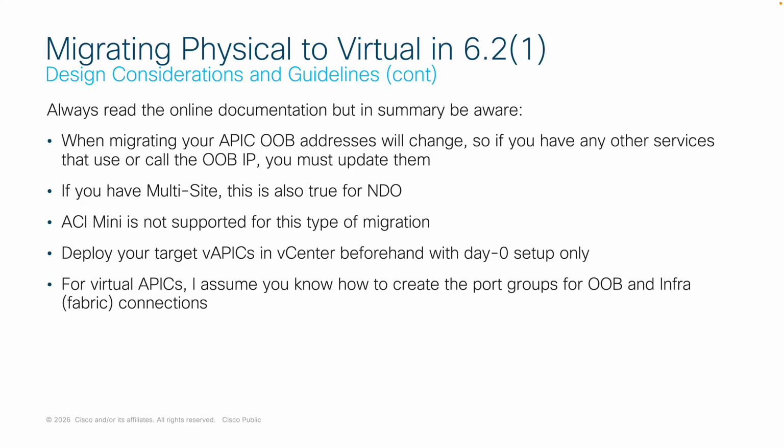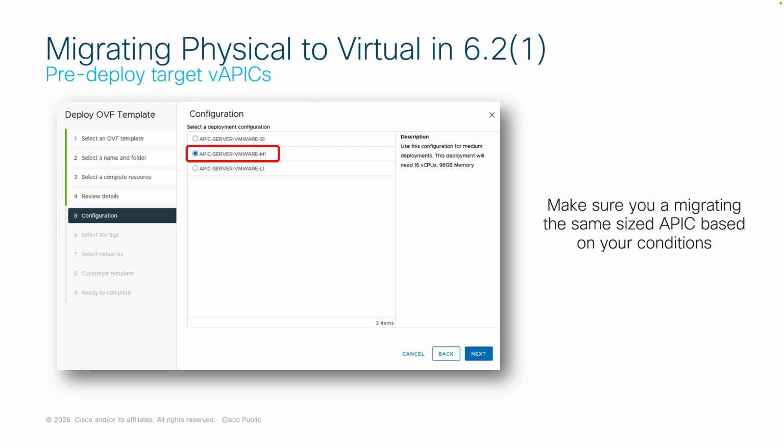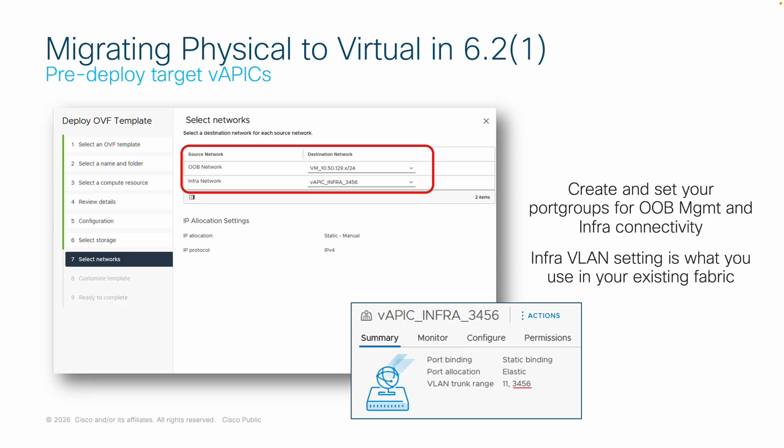And then lastly, because we're using virtual, and in my case, it's a layer 2 direct connected, I'm assuming that you know how to create those port groups for out-of-band and infra in vCenter. But in case you don't, in the highlights, I took some screenshots from mine because I've already spun up my vAPICs to save time. As you go through deploying the OVF template, you obviously want to pick your size. In my case, I have APIC M4, I think. So I'm going to be migrating to a virtual APIC M1. Those are compatible, right? In my particular case, just make sure yours matches your conditions.